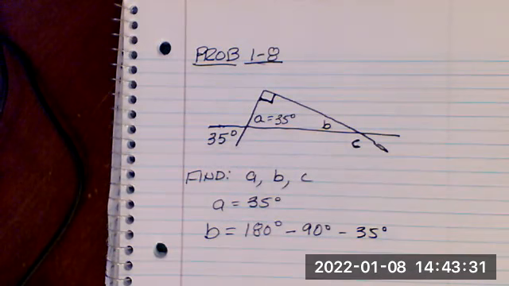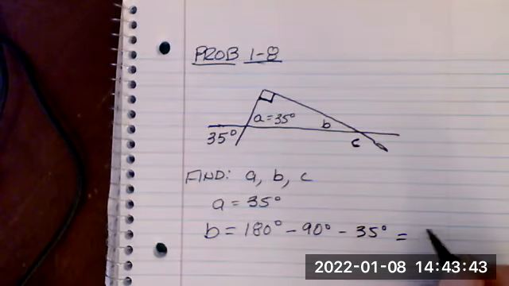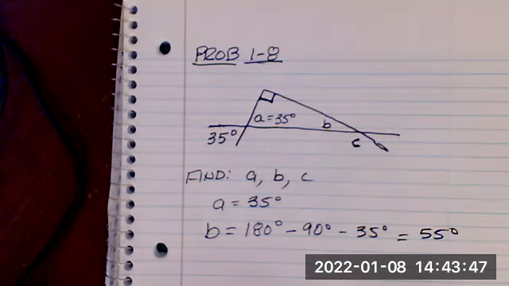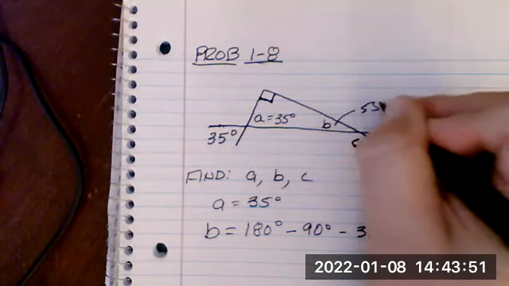So let's do the math here. Basically 180 minus 90 is 90, right? And then 90 minus 35 is 55. So this is 55 degrees. Okay? So that's what B is. B is 55 degrees.